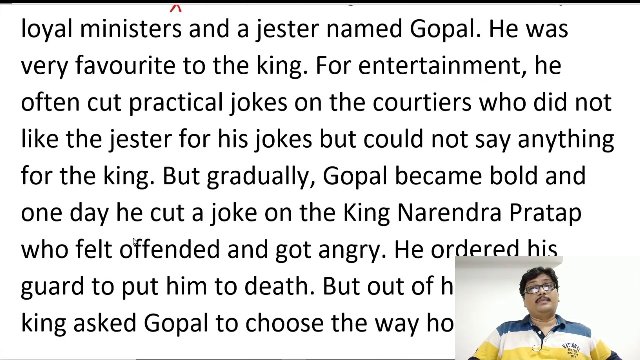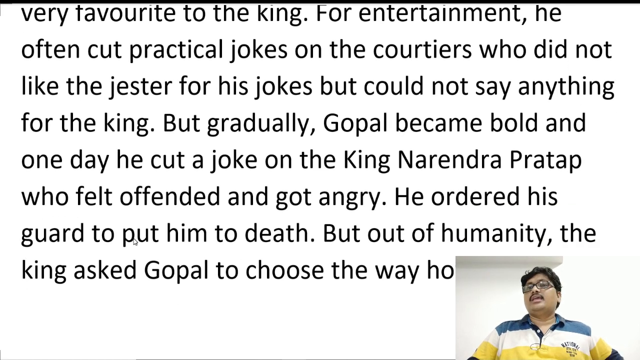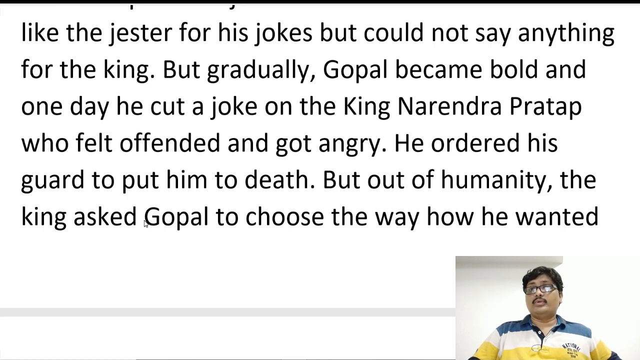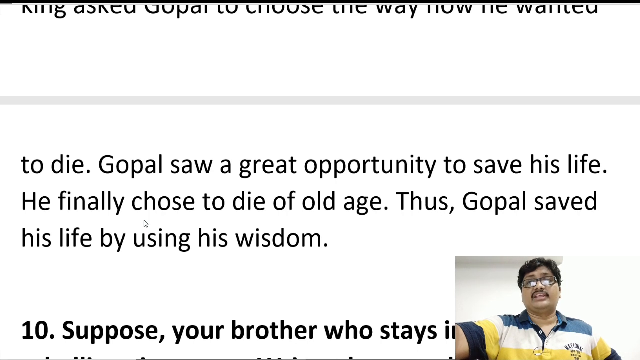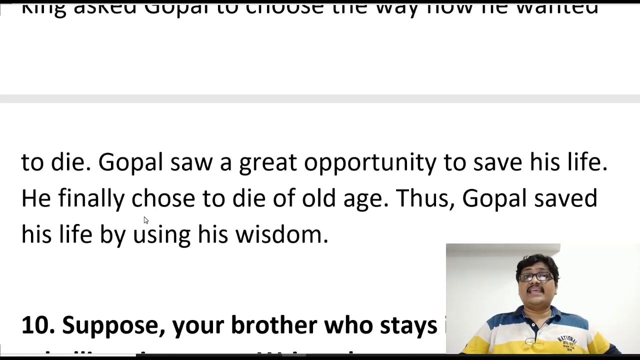But gradually, Gopal became bold, and one day he played a joke on King Narendra Pratap, who felt offended and got angry. He ordered his guards to put him to death, but out of humanity, the king asked Gopal to choose how he wanted to die. Gopal saw a great opportunity to save his life. He finally chose to die of old age. Thus, Gopal saved his life by using his wisdom.